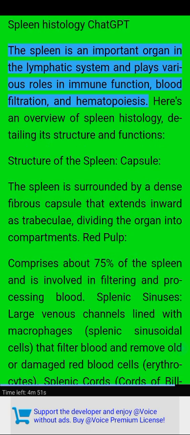Spleen histology. ChatGPT. The spleen is an important organ in the lymphatic system and plays various roles in immune function, blood filtration, and hematopoiesis. Here's an overview of spleen histology, detailing its structure and functions. Structure of the spleen, capsule. The spleen is surrounded by a dense fibrous capsule that extends inward as trabeculae, dividing the organ into compartments.